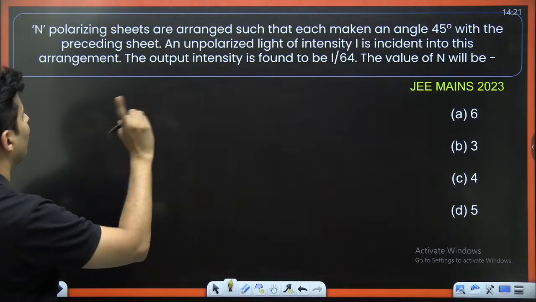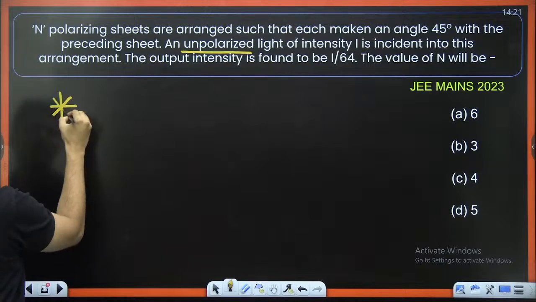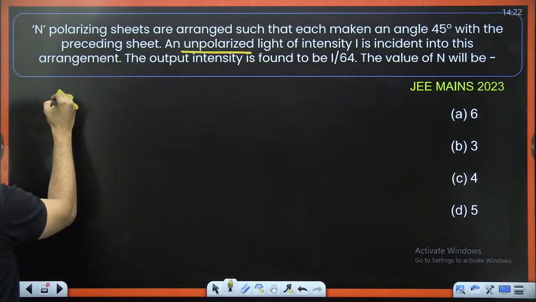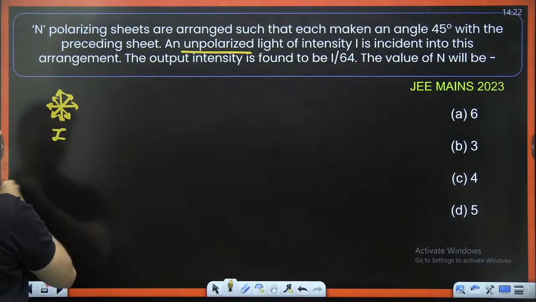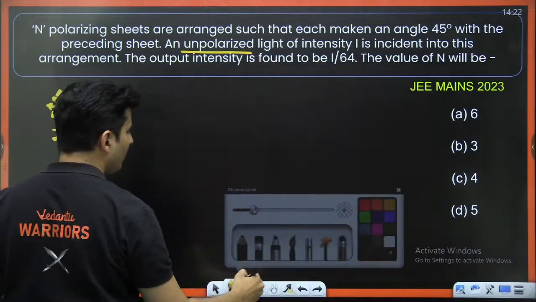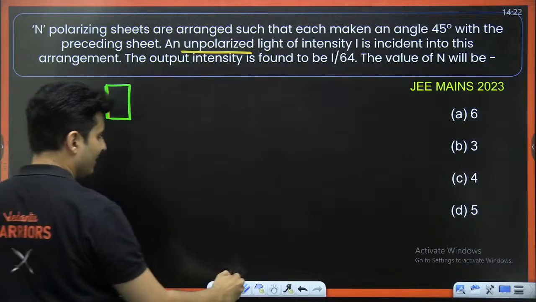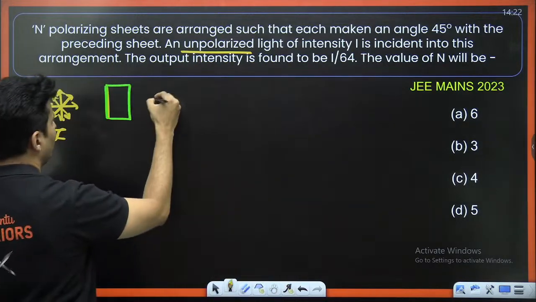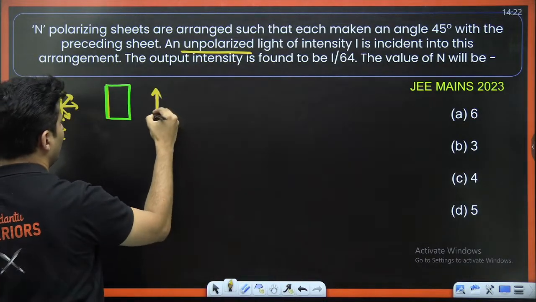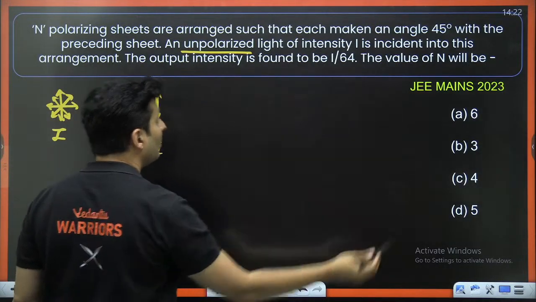First of all, you have taken unpolarized light. If you take unpolarized light, which is denoted by multiple arrows in all possible directions, of intensity I, you pass it through a polarizer. What is the first thing that is going to happen? It will get polarized, and the intensity will be I by 2.